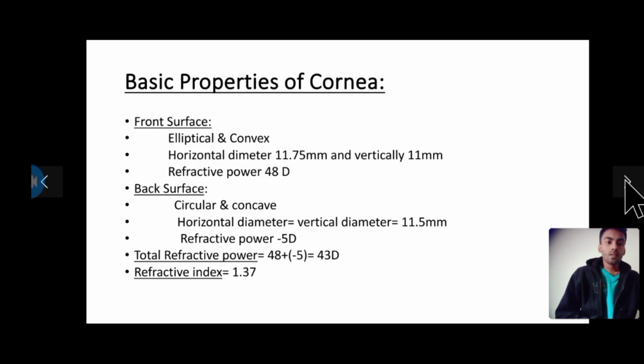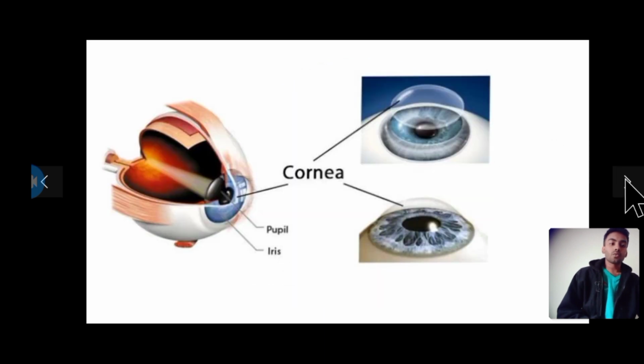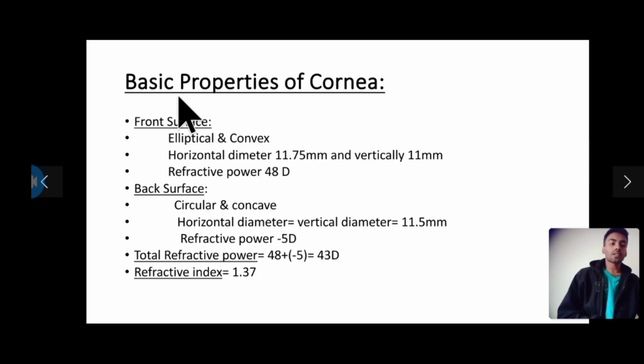Okay, so what are the basic properties of the cornea? From this picture you can easily see that our cornea has two surfaces. This is the anterior surface and this is the posterior surface. Okay, so our cornea has got two surfaces. The front surface of the cornea is elliptical and convex. Elliptical means its horizontal diameter and vertical diameter are not equal, they are different. Okay, and convex surface means like the convex lens.